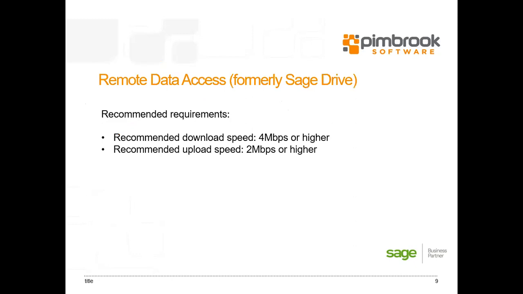Now, the one we're going to be spending some time on is the one from Sage. It's called Remote Desktop Access. It used to be called Sage Drive, and it was introduced in V21. The important thing to note if you're going to be using Sage Drive is the requirements. Sage recommends a minimum download speed of 4 Mbps and upload speed of 2 Mbps. This is the minimum for it to work effectively.